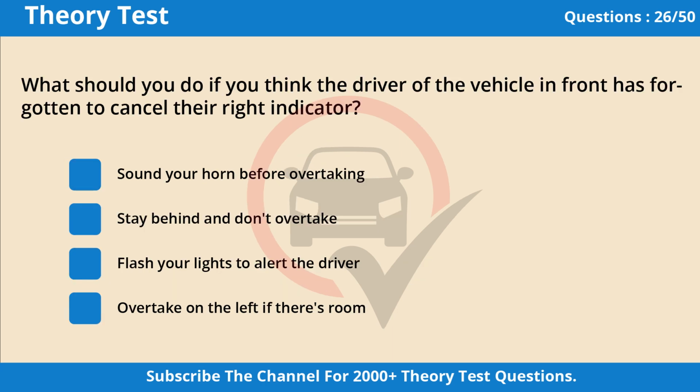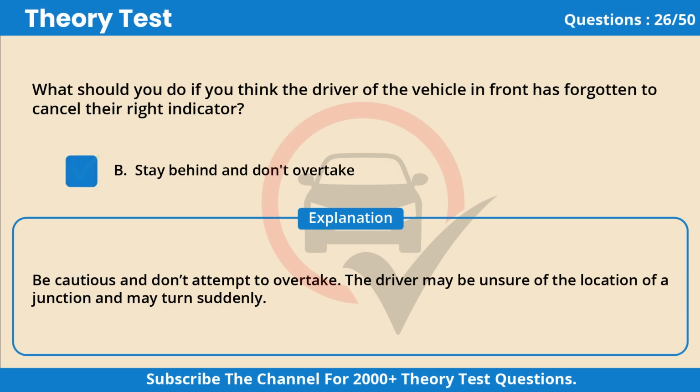Question 26. What should you do if you think the driver of the vehicle in front has forgotten to cancel their right indicator? B. Stay behind and don't overtake. Be cautious and don't attempt to overtake. The driver may be unsure of the location of a junction and may turn suddenly.